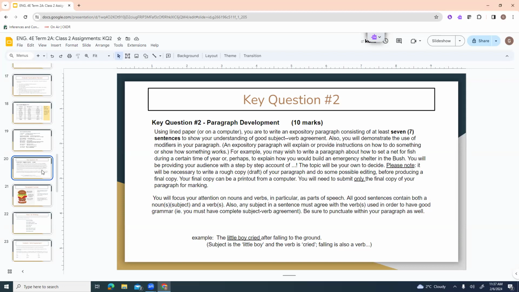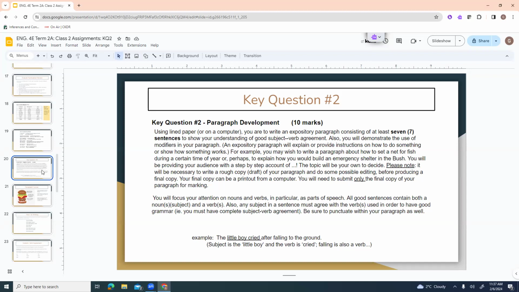So this one is looking at paragraph development. You can use lined paper and handwrite, or you can use your computer. Either way is fine. You are to write an expository paragraph consisting of at least 7 sentences to show your understanding of good subject-verb agreement. Also, you will demonstrate the use of modifiers in your paragraph. Whew, there's a lot of tough words in there. So first of all, an expository paragraph explains or provides instructions on how to do something or show how something works.